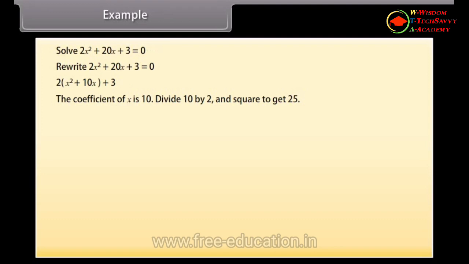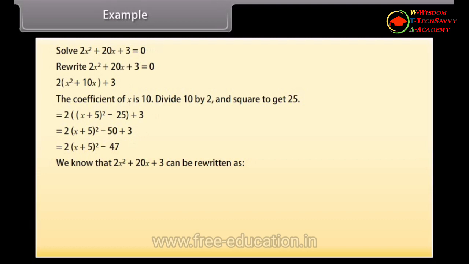Divide 10 by 2 and square to get 25. So it equals 2[(x + 5)² - 25] + 3, which equals 2(x + 5)² - 50 + 3, which equals 2(x + 5)² - 47. We know that 2x² + 20x + 3 can be written as 2(x + 5)² - 47. Therefore, we can rewrite the equation as 2(x + 5)² - 47 = 0.